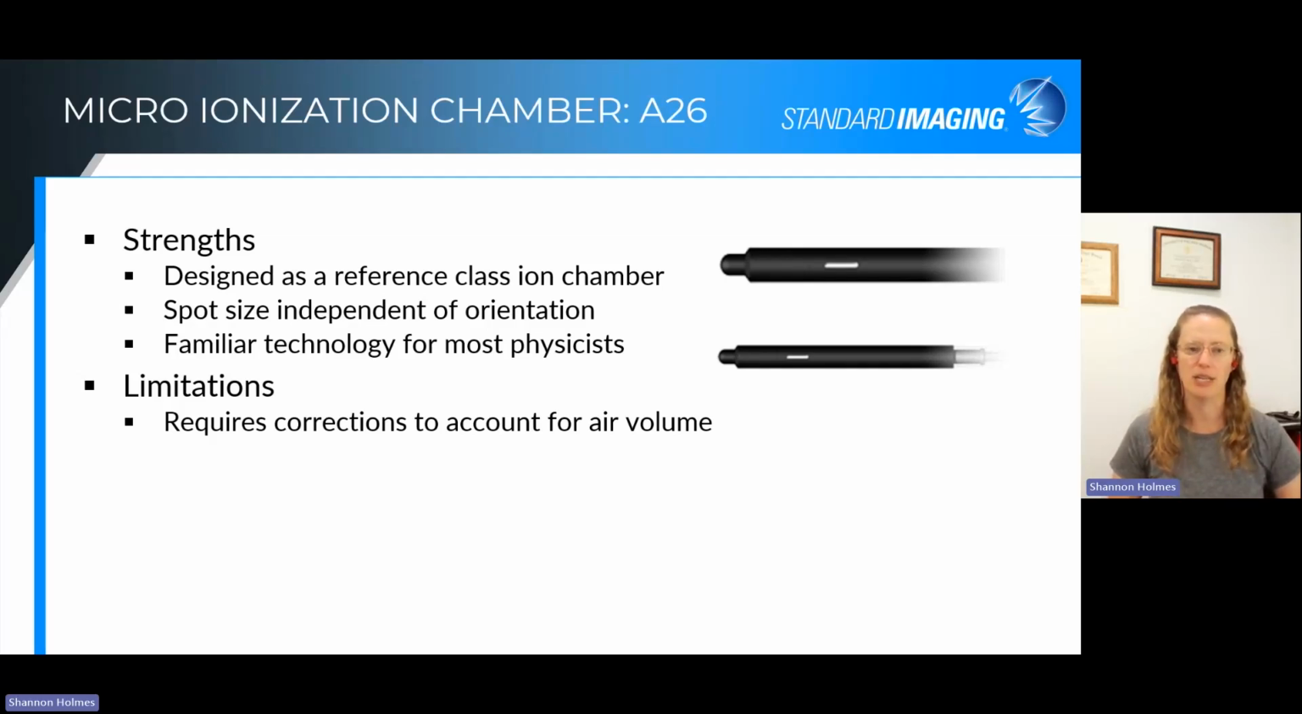Limitations of the ion chamber really are that it's an ion chamber. You're putting a low density region into your field, so there are some corrections required to account for the perturbation that happens when you put that air volume into your field.